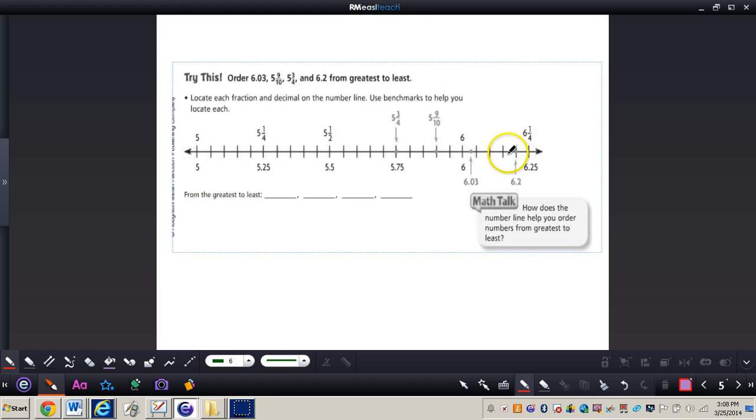Now these are already on the number line, so if we're going from greatest to least, we can see over here that 6 and 2 tenths is all the way to the right on my number line, so I'm just going to write 6 and 2 tenths. Then I can see that I have 6 and 3 hundredths that comes next. And then I keep moving left. I have 5 and 9/10.